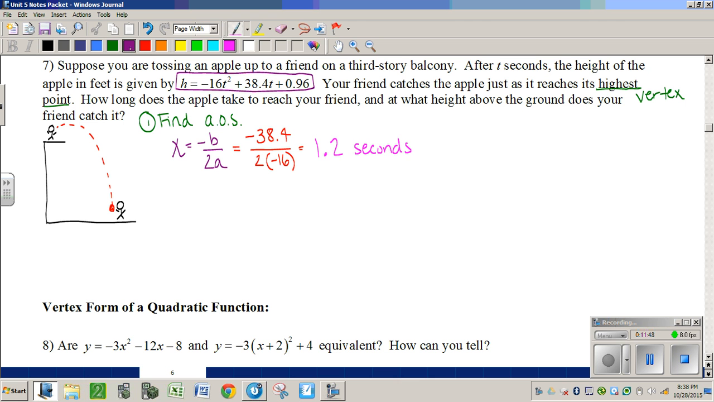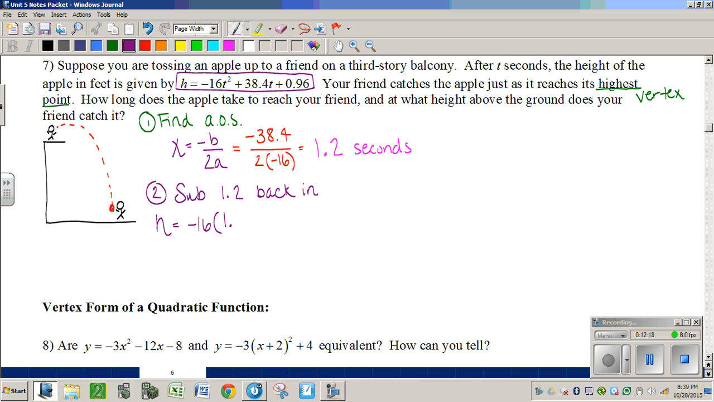Now, if I want to find out how high the apple is at that time, what do I have to do with that 1.2 seconds? Good, you got to substitute it back in. So you're going to sub 1.2 back into your formula. So what I want you to do right now is take your formula, h equals negative 16t squared plus 38.4t plus 0.96. I want you to substitute in 1.2, and I want you to tell me what the height is.